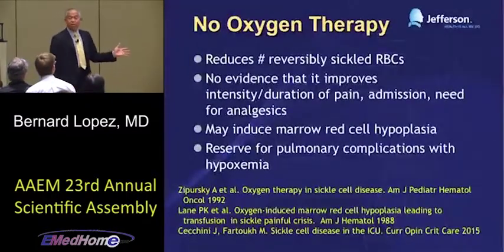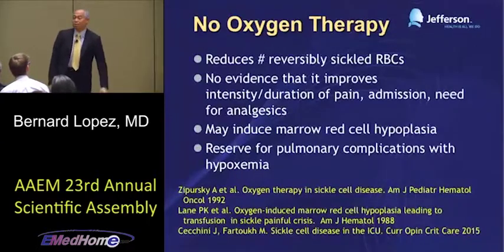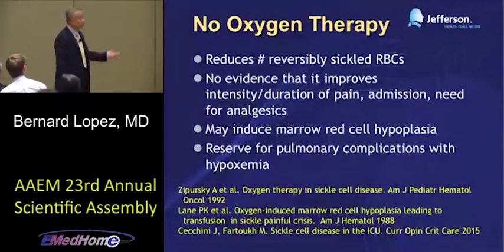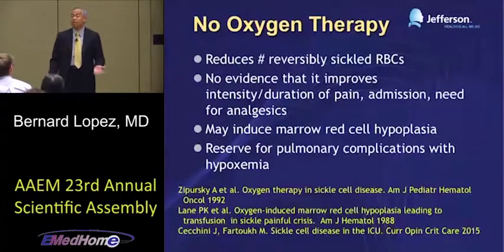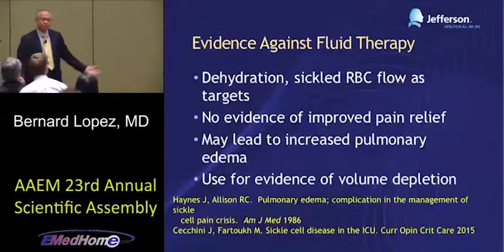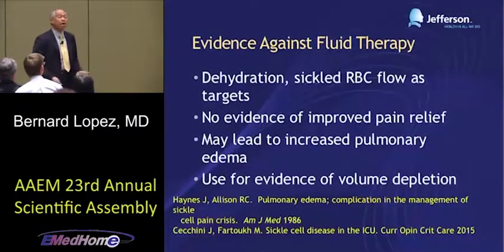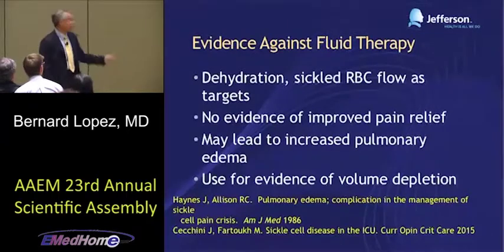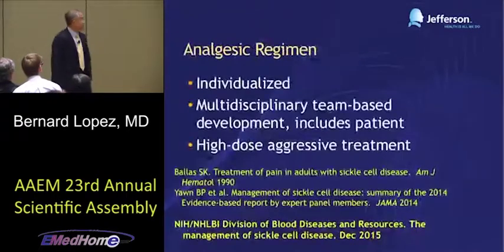Don't use oxygen for acute vaso-occlusive crisis. It doesn't work. It doesn't do anything. Use it if they're hypoxic, if they have a reason to be hypoxic. Don't give fluids regularly. Again, there's no reason to do it unless they're dehydrated, just like you might do with any other patient. There is no evidence for it.